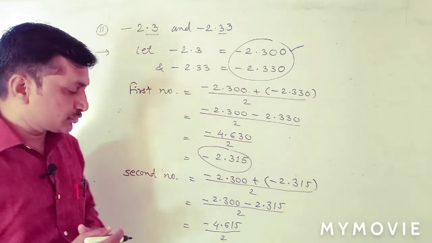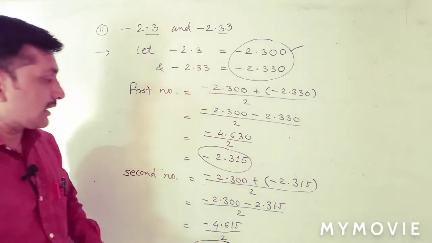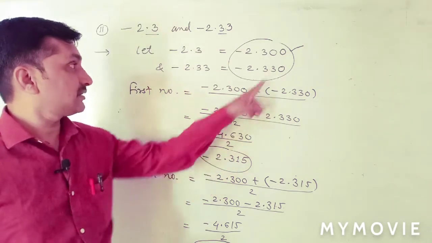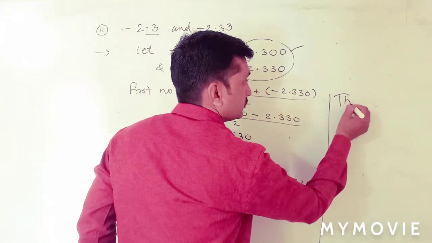Okay, till 3 digits, no need to continue. This is the second number we got. Now take the average of this and this, the second and third number. Here I continue.